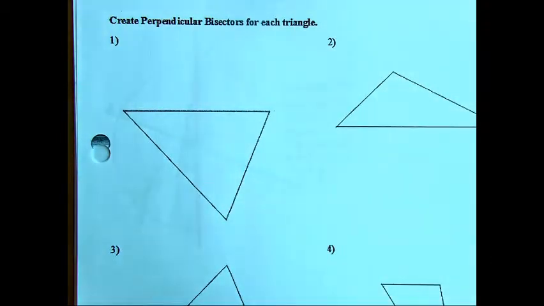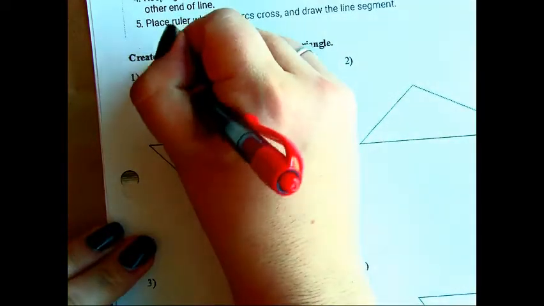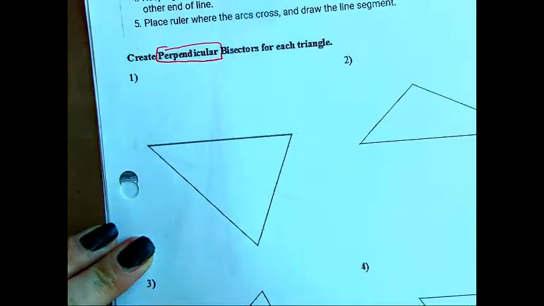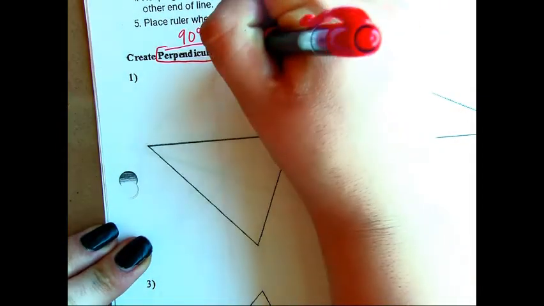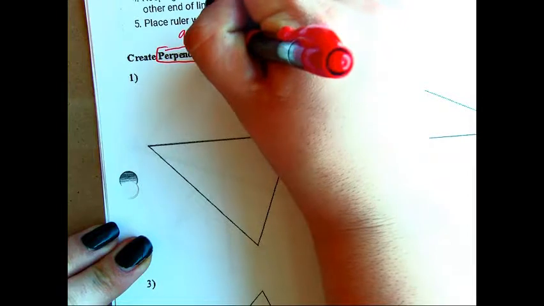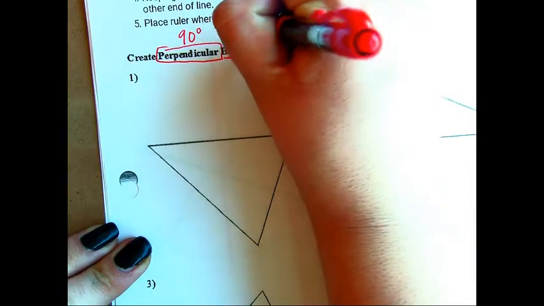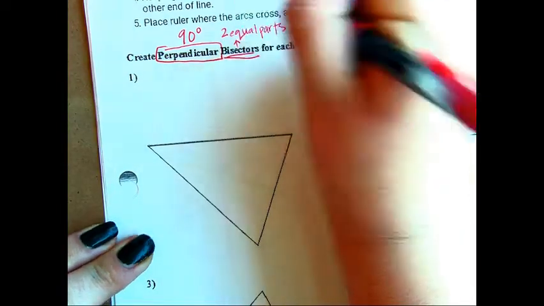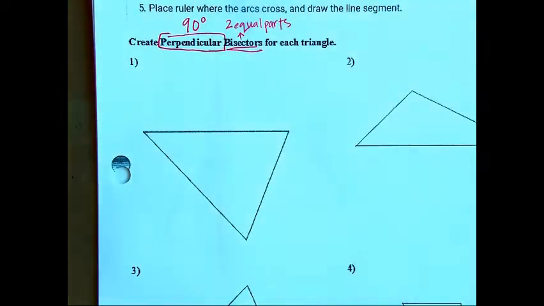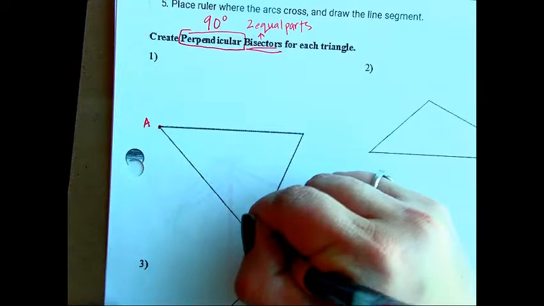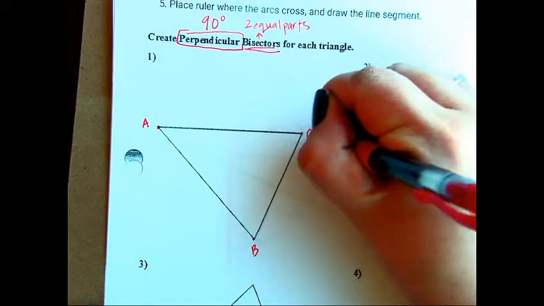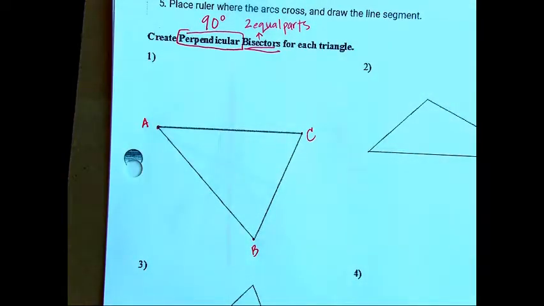So perpendicular bisector means it's going to be perpendicular, which means it's crossing at a 90-degree angle. And bisector means it's going to be cut into two equal parts. Okay, so we're doing this to each side of our triangle. So let me start by labeling A, B, C. Okay, so let's start off with AB.